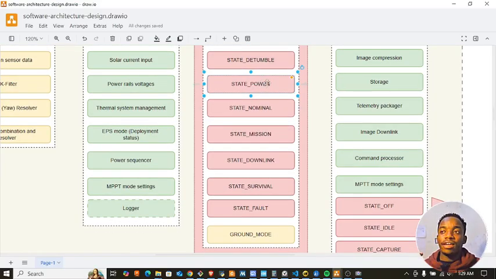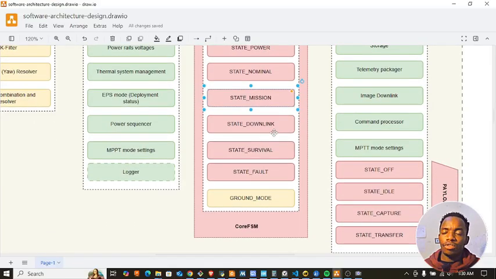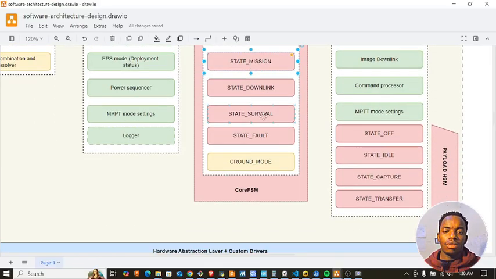Power mode is more of a charging mode. So we have detected the sunlight is enough, and the solar panels are charging the battery, right? Nominal state is the baseline state. So everything is just working fine. Your CubeSat is orbiting normally. Mission is, obviously, running the mission, capturing images, etc. Downlink is sending data to ground, maybe when it's passing over the ground station coordinate.